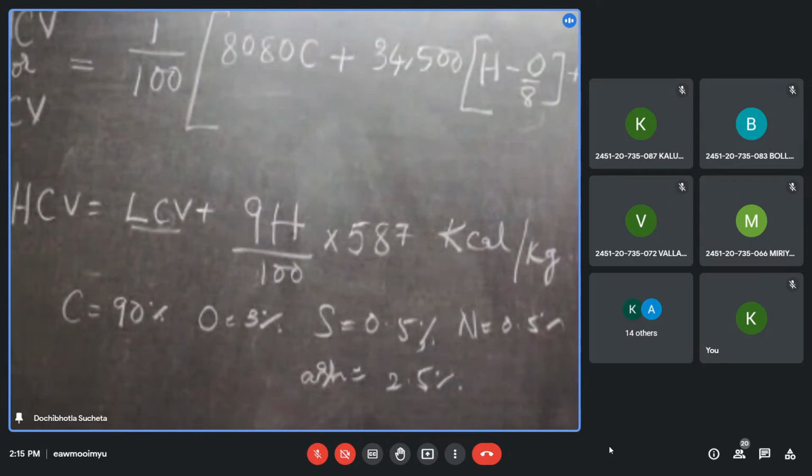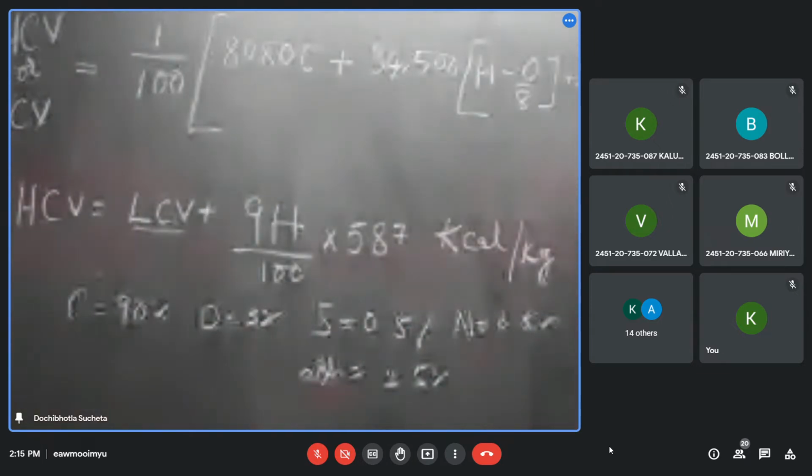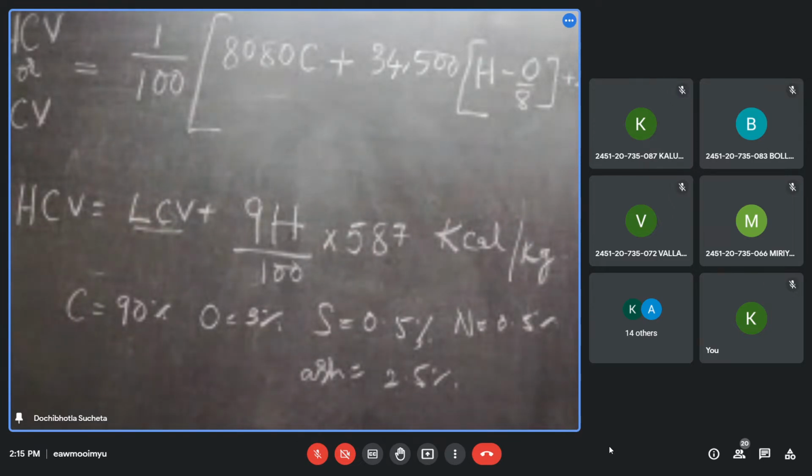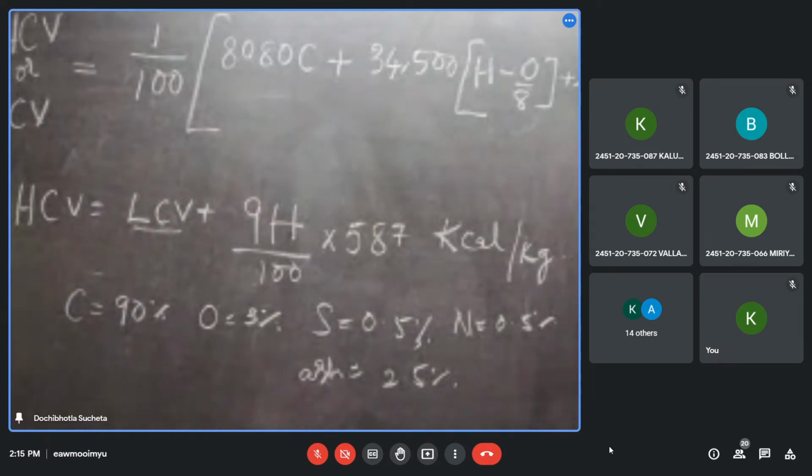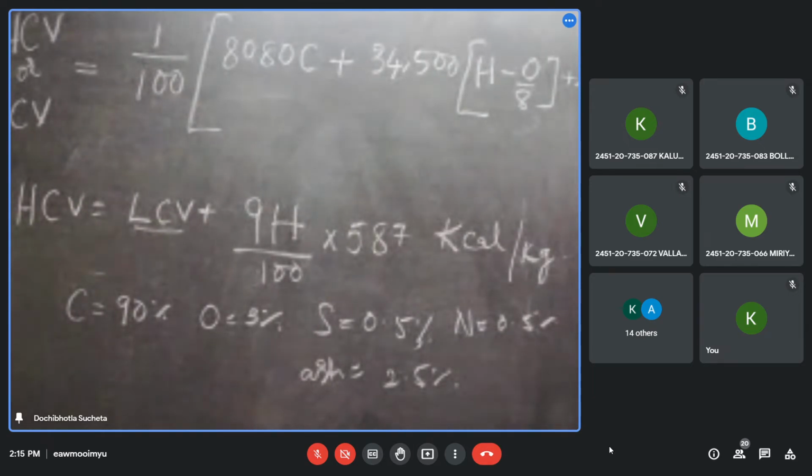for complete oxidation. But then we know that air does not contain only oxygen. It contains various other gases. So the amount of oxygen that is present in air is 23% by weight and 21% by volume. Okay, means when you're calculating the amount of oxygen by weight, it is 23%, and by volume it is 21%.